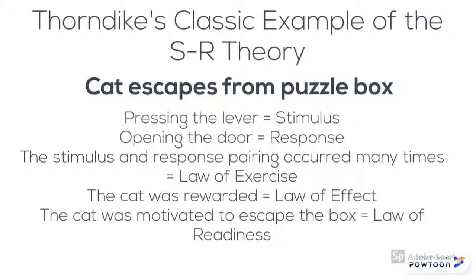The classic example of Thorndike's SR theory was a cat learning to escape from a puzzle box by pressing a lever inside the box. After much trial and error behavior, the cat learns to associate pressing the lever, the stimulus, with opening the door, the response.